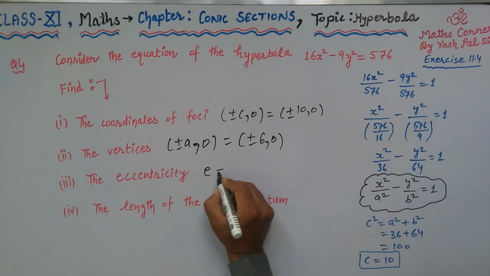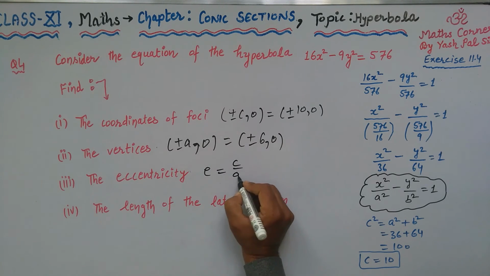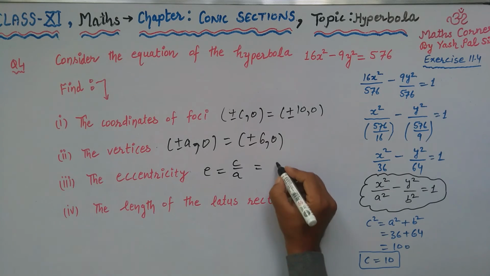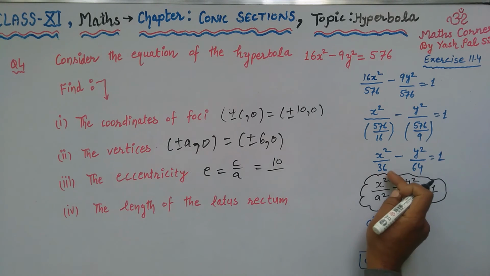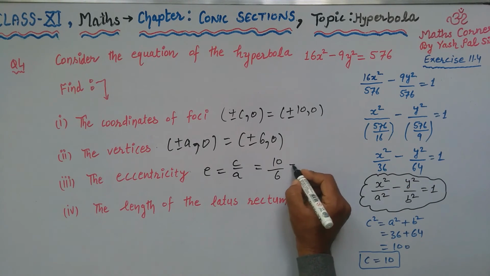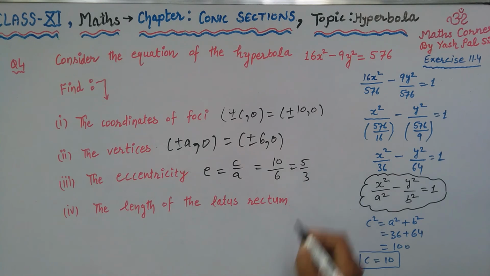Eccentricity e is equal to c upon a. So what is c? This is 10. What is a? a is 6. So that is equal to 5 upon 3.